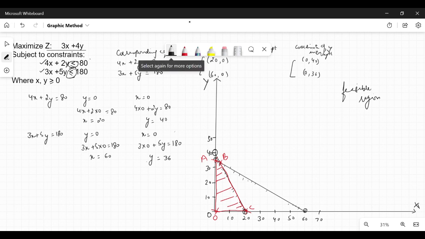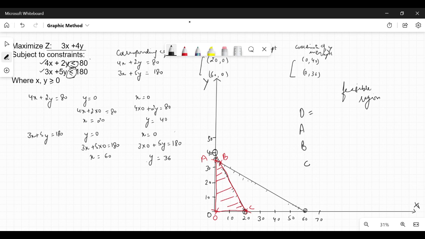Now what is the corner point method? Corner point method is the method for the solution of LPP in which the corner points are used to find out the feasible region, and which comprises of the coordinates of these 4 common points. So we have O, A, B and C. Now we will evaluate the objective function by substituting the values of corner points in the maximization equation.